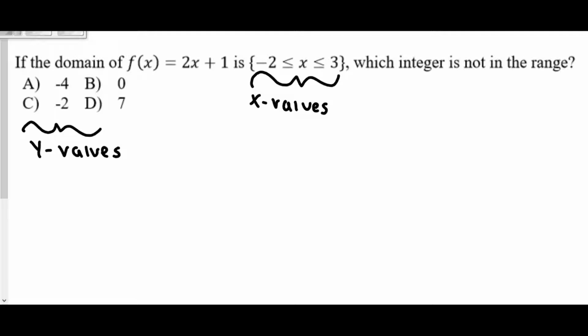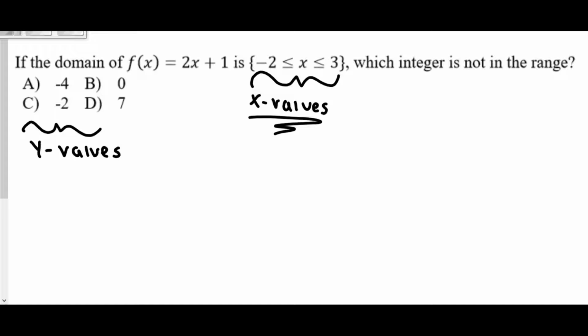If the domain of f of x equals 2x plus 1 is negative 2 less than or equal to x less than or equal to 3, which integer is not in the range? If they're giving you a domain, they're giving you a set of x values. And basically they're asking which one of these integers of these 4 choices is not in the range. And we know that a range is y values.